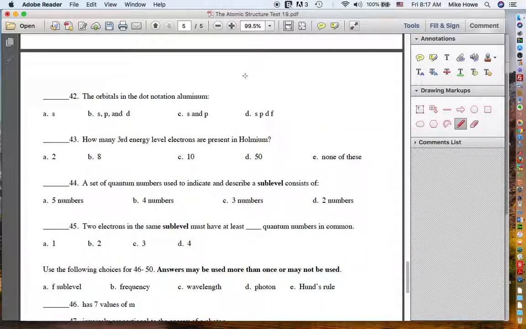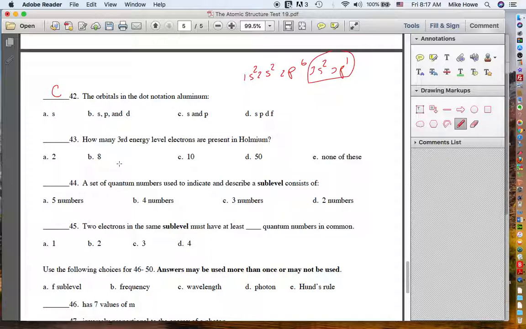So aluminum's configuration: 1s2, 2s2, 2p6, 3s2, 3p1 makes 13 electrons. Aluminum has 13 electrons. These are the electrons that are in the outer shell. What are the sublevels? S and P.